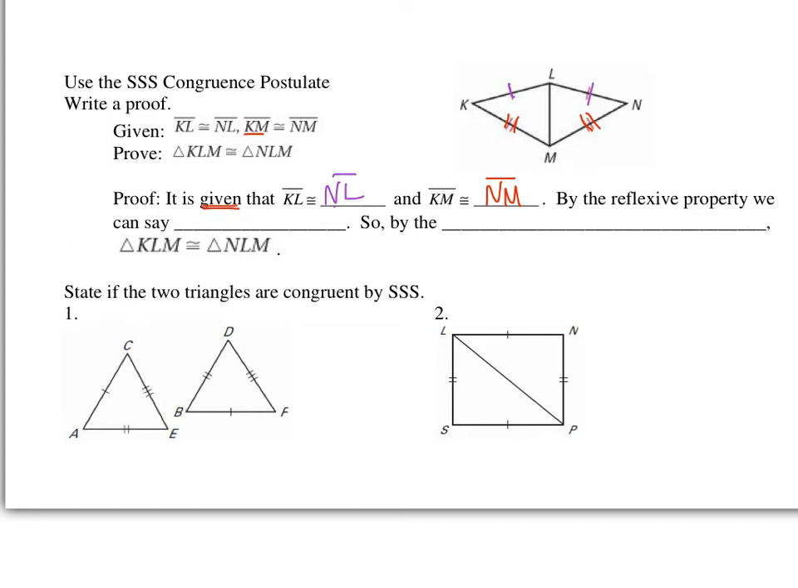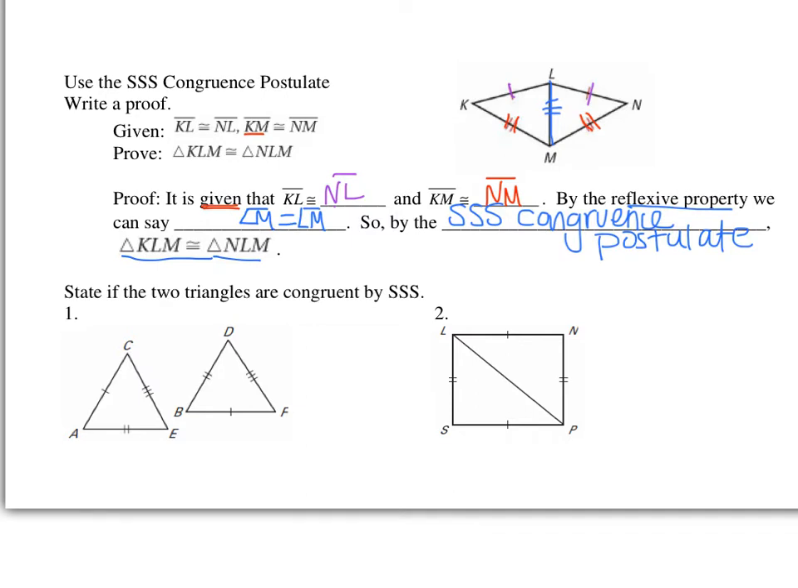So the part that we always are going to watch out for is if we share a side here in the middle, we can say that it's congruent to itself by the reflexive property. So by the reflexive property, we can say that LM is congruent to segment LM. That's by the reflexive property. So by the side, side, side congruence postulate, we can now conclude that triangle KLM is congruent to triangle NLM.